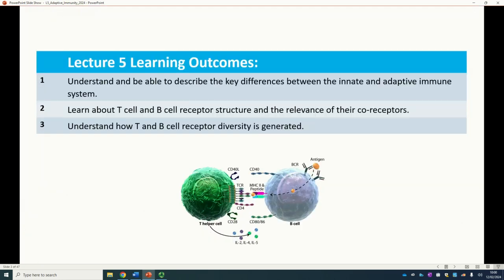So the learning outcomes for today: by the end of the lecture we'll be able to describe the key differences between the innate and the adaptive immune system. This is something that we've been building on over the last few weeks and we'll continue to build on. You'll also know about the T cell receptor, the TCR, and the BCR, their structure, and also the relevance of co-receptors in propagating that signal across the membrane. And then also understand how we get that diversity within the T cell receptor and the B cell receptor.